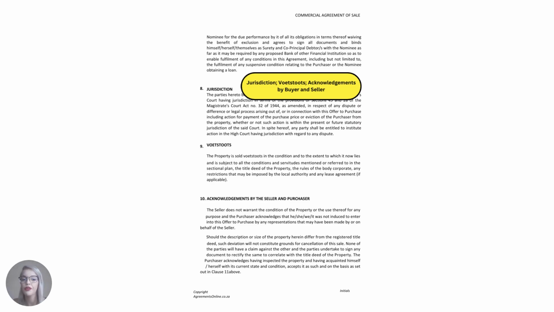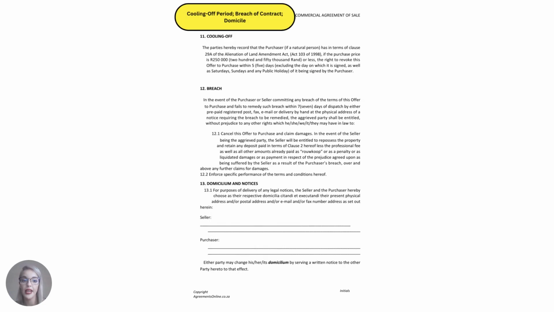The agreement also makes mention of things such as jurisdiction and voetstoots. Jurisdiction is in the case of a dispute arising from this agreement, and voetstoots just essentially says that the buyer is buying the property in the condition in which it currently stands. Then the agreement just goes on to make mention of the acknowledgements made by both the buyer and seller under this agreement, as well, of course, as the cooling off period as provided for under the law.